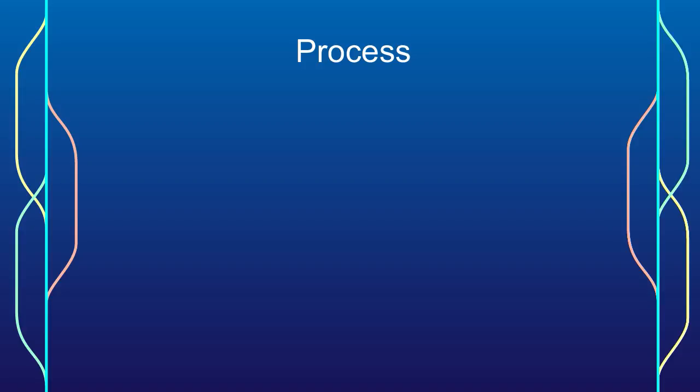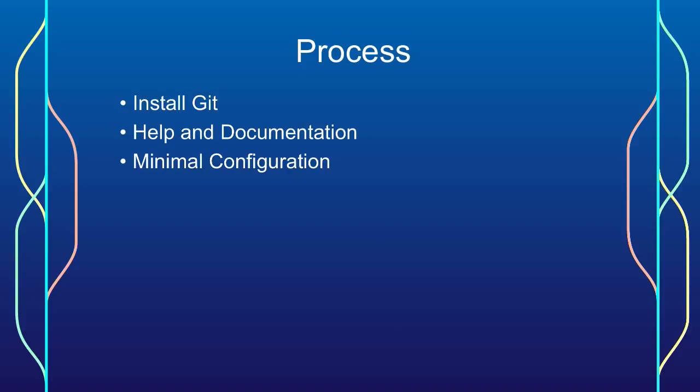In general, the process will be installing Git. Then I'll introduce you to how to get help and online documentation for Git. We'll set up the minimal configuration required for Git. Then we'll set up the Git Prompt, which is a special script required to set up a really nice way of looking at our Git repositories while in the command line.